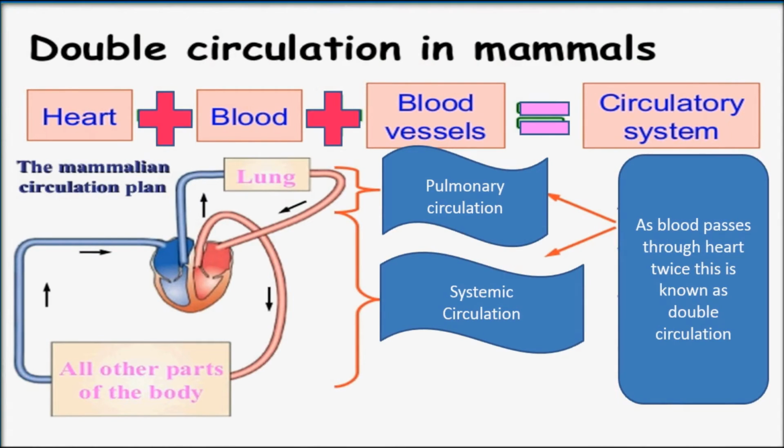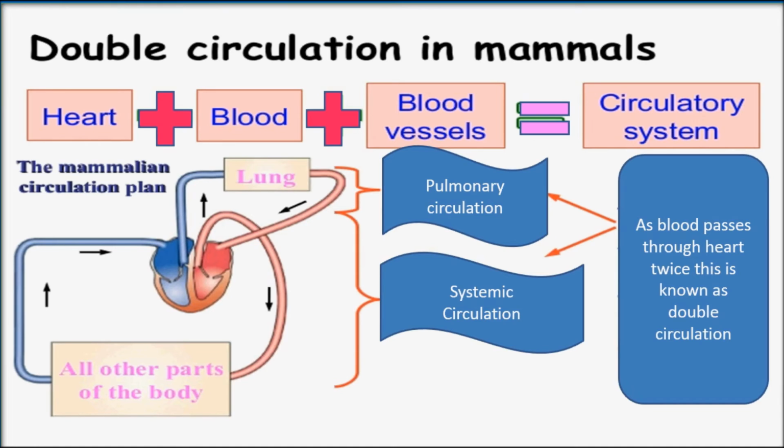Now comes the double circulation in mammals. The heart along with the blood and the blood vessels comprise a circulatory system. This is the mammalian circulation plan. This is the heart, and as you can see, it pumps to the lung, and the oxygenated blood goes to the heart and finally to all the other body parts. This portion is known as pulmonary circulation and this portion is known as systemic circulation. As the blood passes through the heart twice, it is known as double circulation.